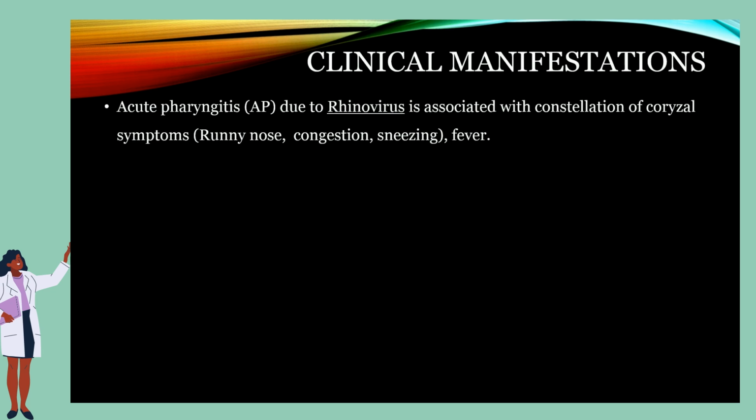Basically, patients suffering from acute pharyngitis due to rhinovirus will have a group of coryzal symptoms, that is runny nose, nasal congestion, sneezing, and also fever. Coryzal symptoms are nothing but symptoms similar to those of the common flu or common cold. So those are called coryzal symptoms, which include runny nose, congestion, sneezing, sometimes coughing, and fever.